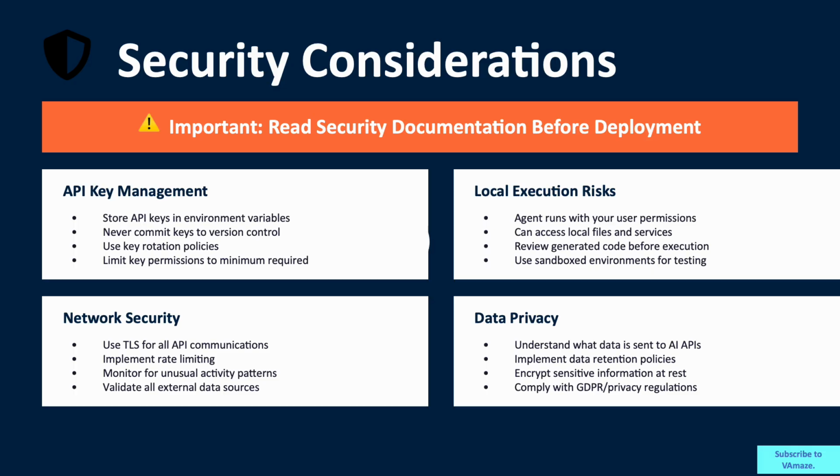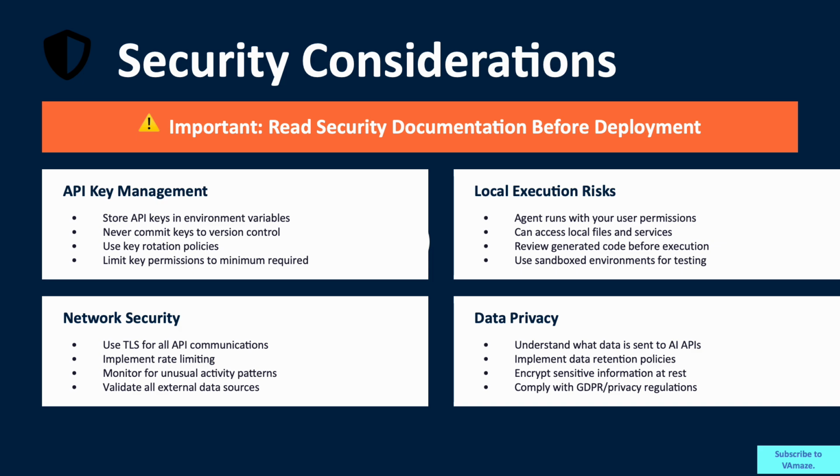Data privacy. This is especially important if you're handling sensitive information. Understand that when you send data to AI APIs, it's leaving your system. Different providers have different data policies. Requirements. Know what data is being sent to external APIs. Implement data retention policies. Encrypt sensitive information at rest. And ensure compliance with GDPR, CCPA, or other regulations that apply to you.